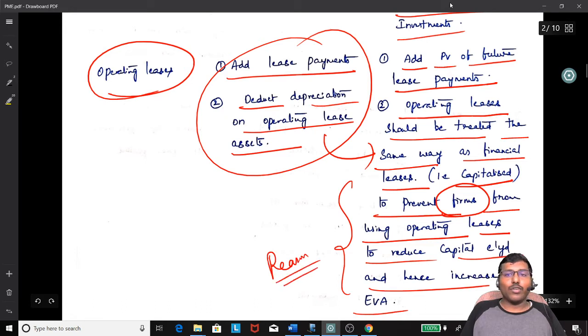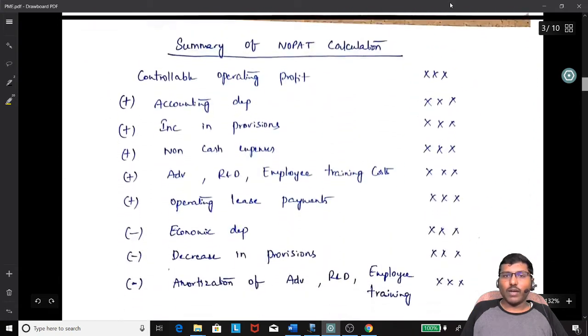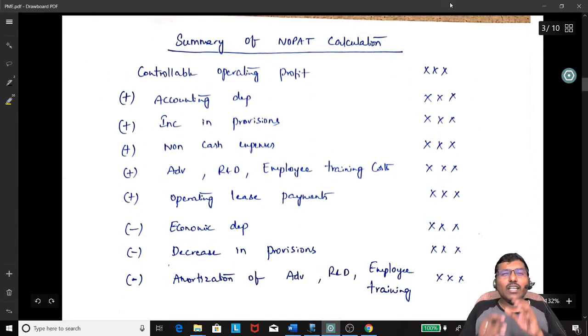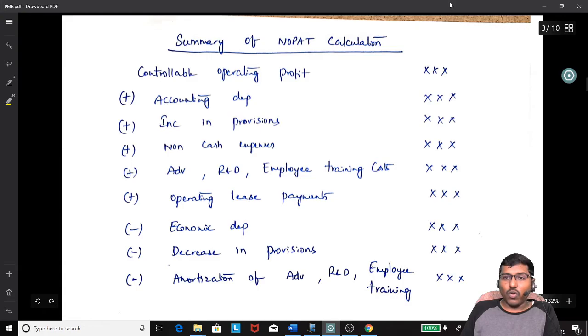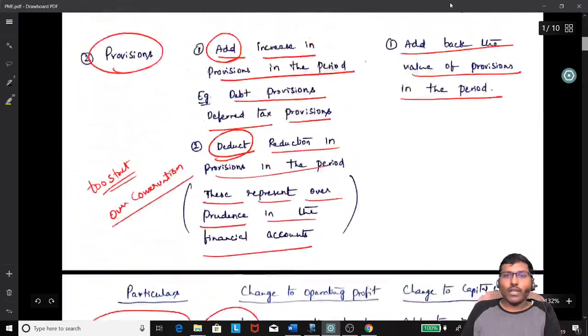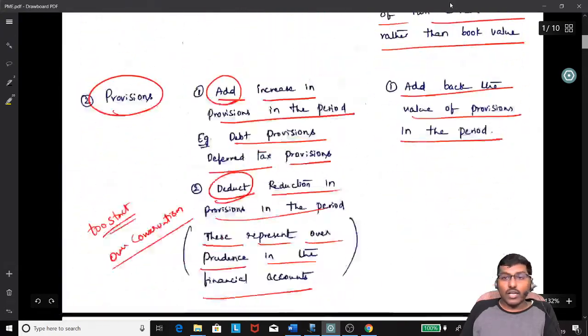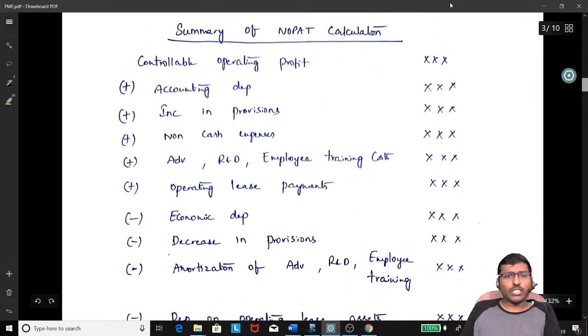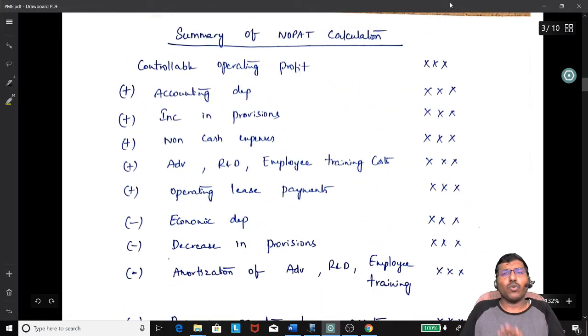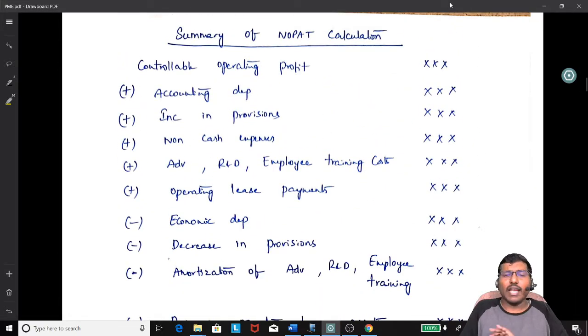why you treat your operating lease just like financial lease, and as a result, if there are any lease payments, you add them back. If there is any depreciation on operating lease, you can reduce. Okay, now let's come to the summary. If you have any confusion with respect to the logics that I've discussed so far, to the extent you can understand, fine. If you're not able to understand, no worries. You just remember this summary sheet that I gave you. It's enough for you to solve any sum, any difficult sum.